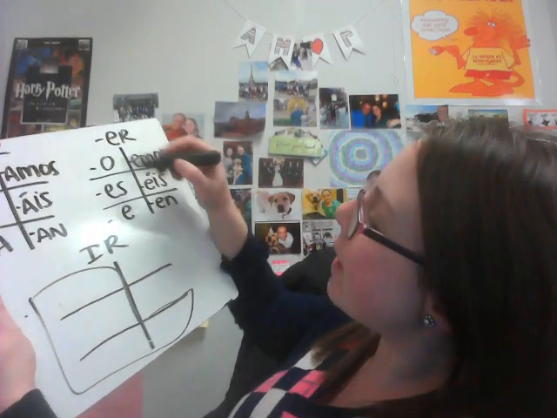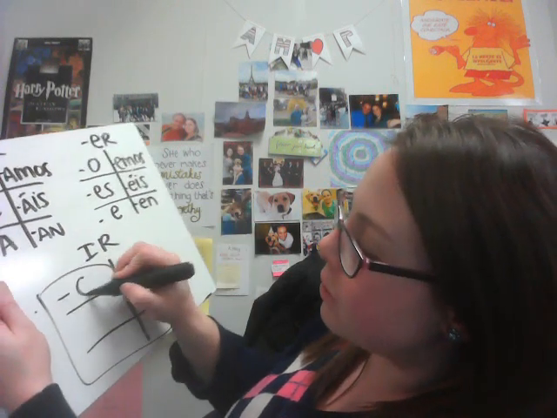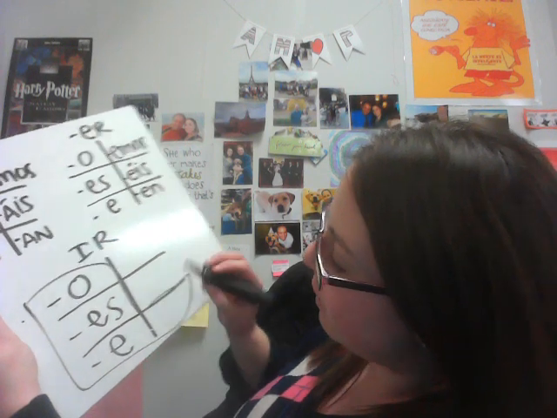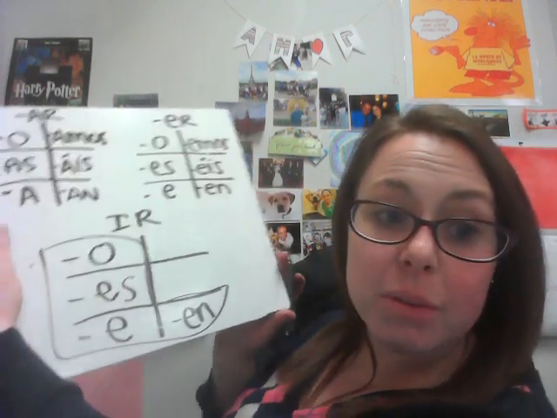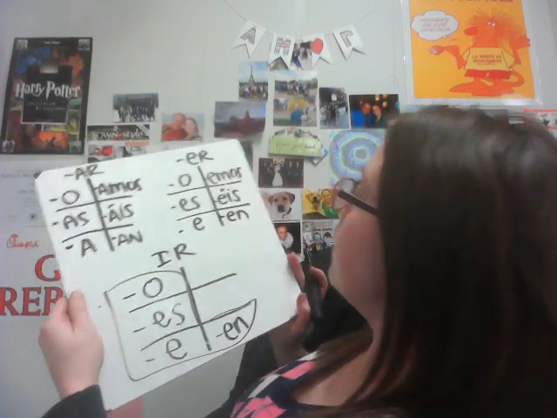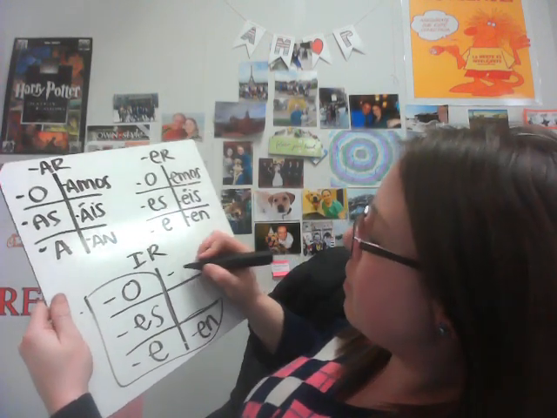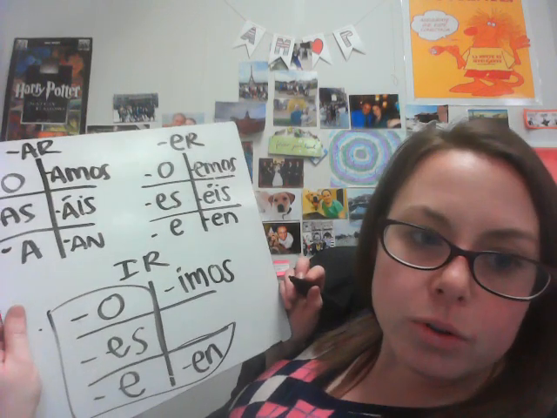So I can just go ahead and copy the yo, the tú, the él, ella, usted, and the ellos, ellas, ustedes forms. O, es, e, and en. The nosotros and vosotros are going to be the only ones that are different. And probably as you thought, I'm going to replace my E with an I.